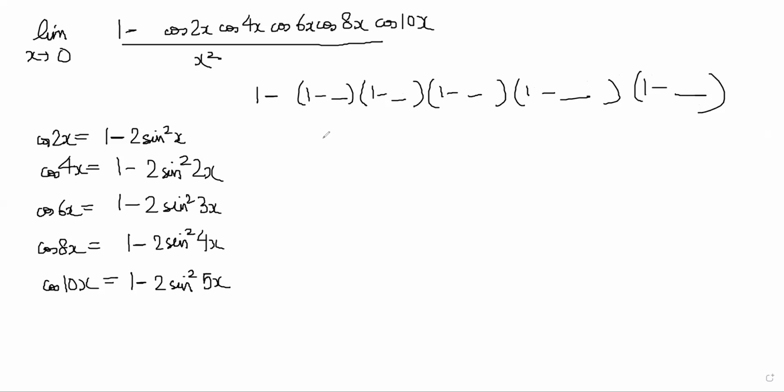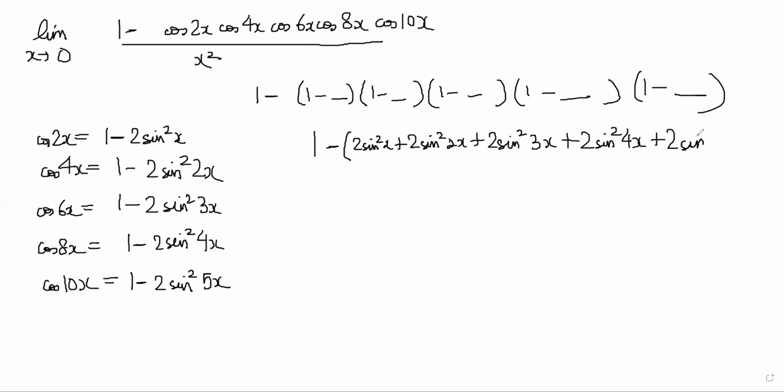So first term will be 1, then next term will be sum of all of these, right? Sine square x plus 2 sine square 2x plus 2 sine square 3x, plus 2 sine square 4x plus 2 sine square 5x, right? And after that, the terms will have 2 at a time, no?